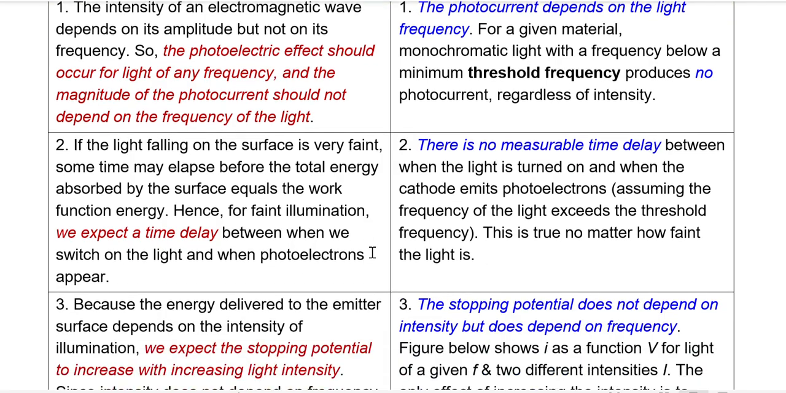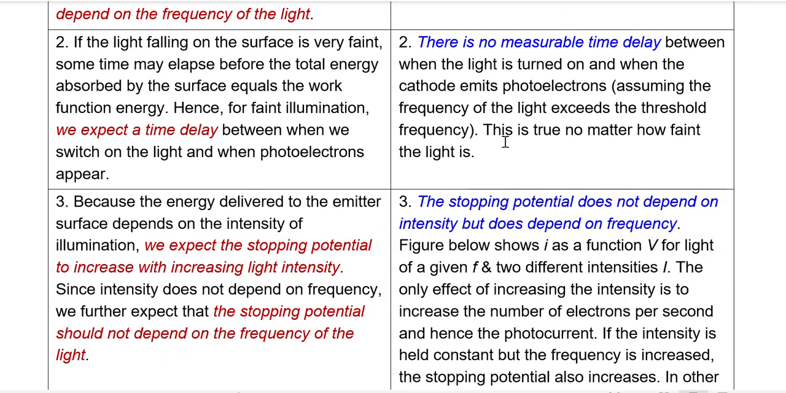Then again, there's no measurable time delay. Again, this one is not so clear in the app, but in reality it is so. Even if your intensity is very low, your power supply is very low, as long as the threshold frequency is met, the electron will immediately come out, because the electron is not going to wait for energy as if it were a wave. If it were a wave and the power is low, I would just wait long enough for the wave to shine at me, then I'd absorb enough energy to escape. But Einstein said that's not the case.